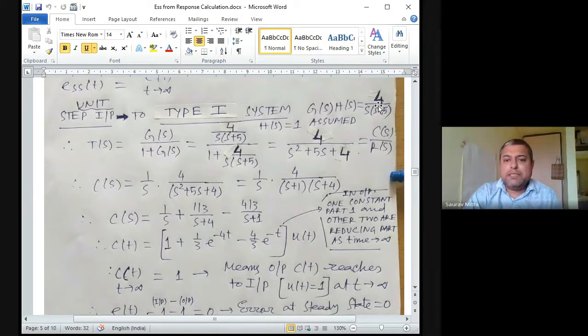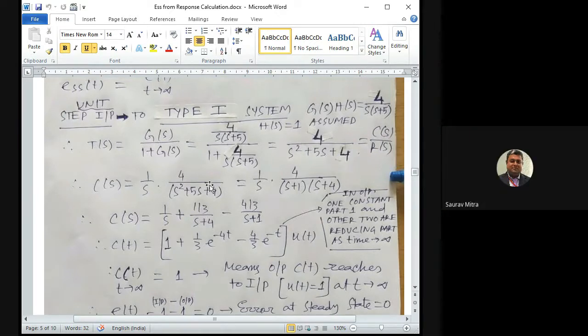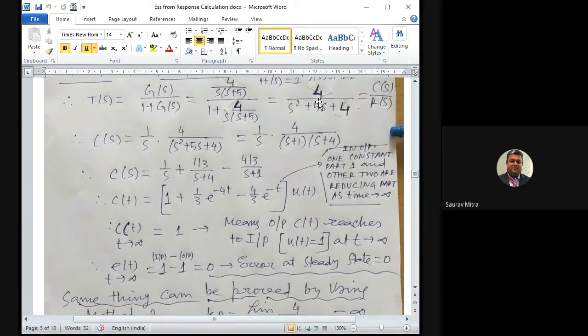So type 1 system, 4 by S into S plus 5. If you are finding CS by RS first, it is 4 divided by S square plus 5S plus 4. Then find what is the step response. So step response means CS is equal to RS into 4 by S square plus 5S plus 4. So this is 1 by S into this. If you do the partial fraction, you'll be finding CT is equal to 1 plus 1 by 3 e raised to minus 4t minus 4 by 3 e raised to minus t.